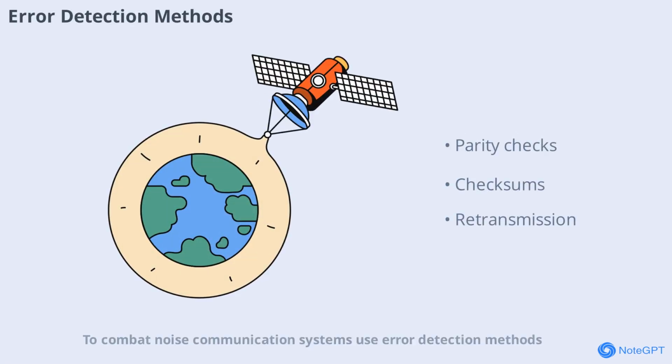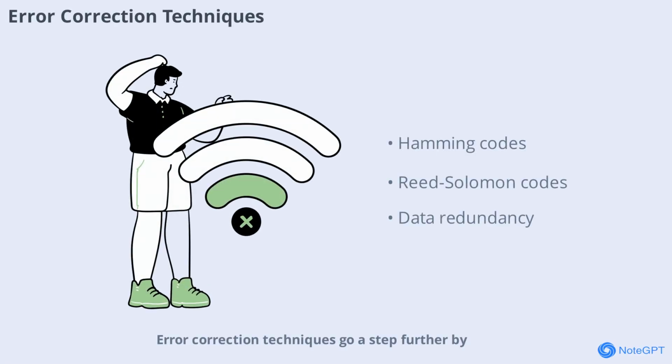To combat noise, communication systems use error detection methods such as parity checks and checksums. These techniques allow the receiver to identify when data has been corrupted by noise. Once an error is detected, the system can request a retransmission or use error correction codes to recover the original message. Error correction techniques go a step further by not only detecting errors but also correcting them.